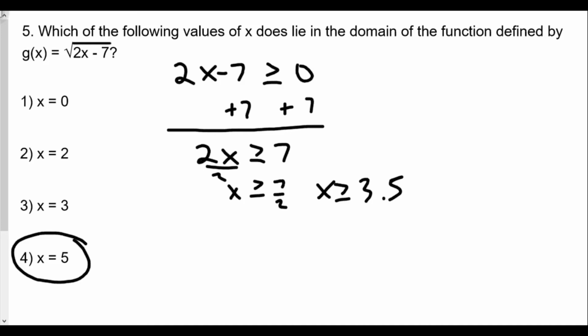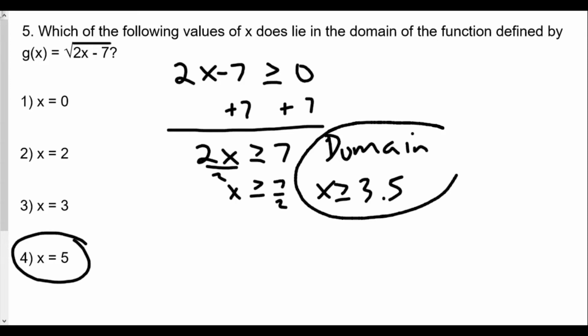Okay, so this is how we find the domain. Our domain would be x is all values of x greater than or equal to 3.5.